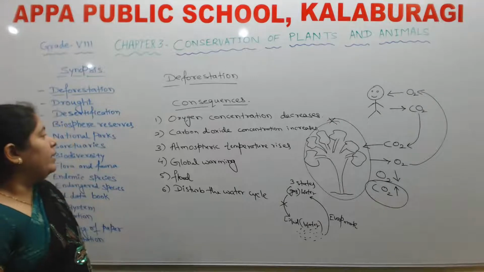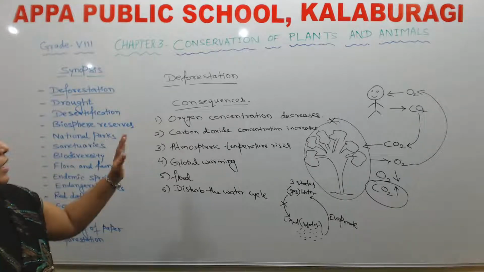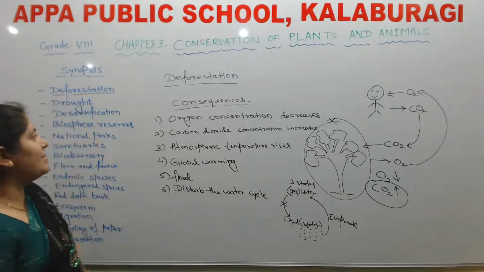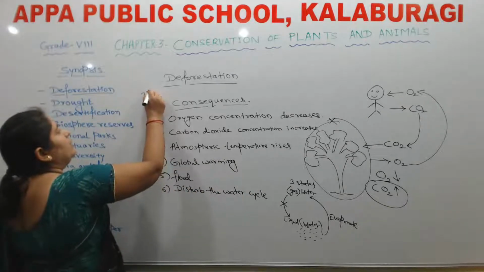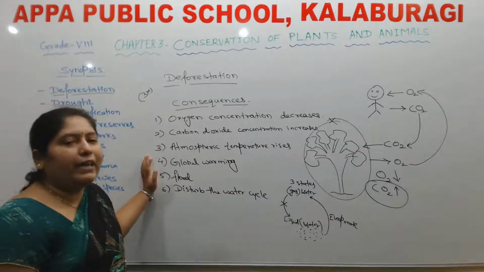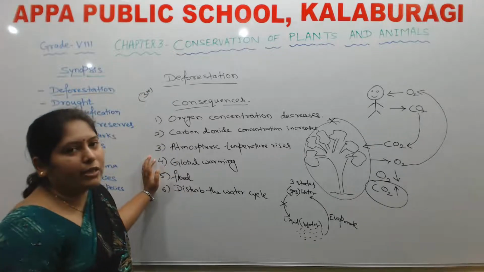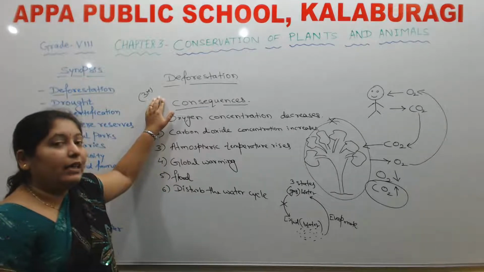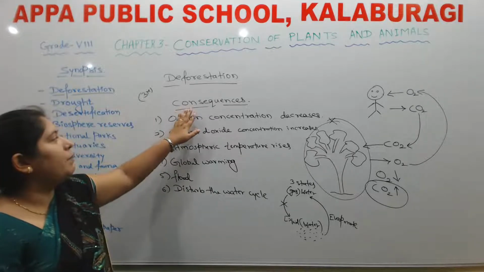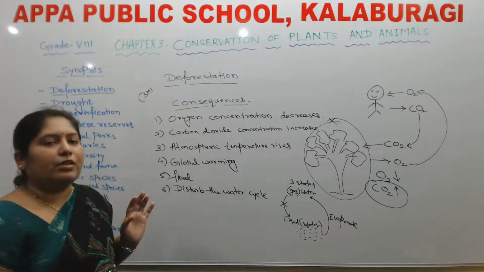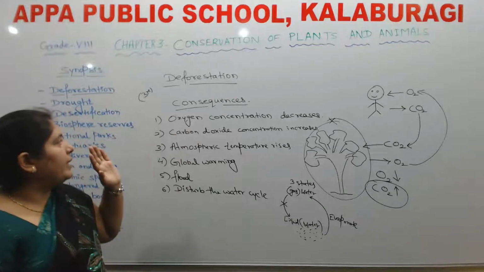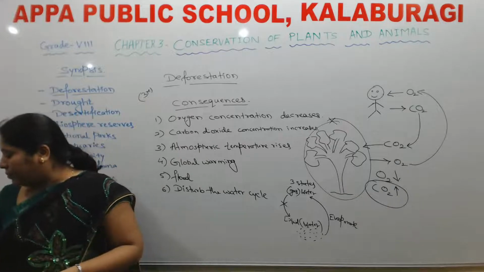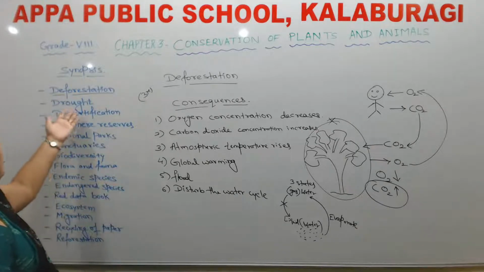Right? So these are all the consequences of deforestation. Just remember these all with the explanation I have explained. Maybe this is asked for 3 marks: define deforestation, write its causes and consequences. 2 causes, 2 consequences you need to write if it is asked for 3 marks. If the same question is asked for 5 marks, then increase the number of causes and consequences in the answer sheet. Right? Clear? So this is completely about deforestation. Next one, that is drought.